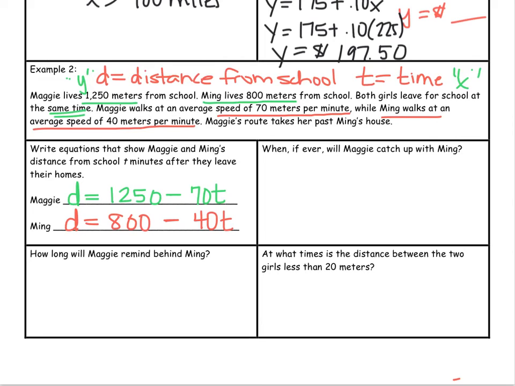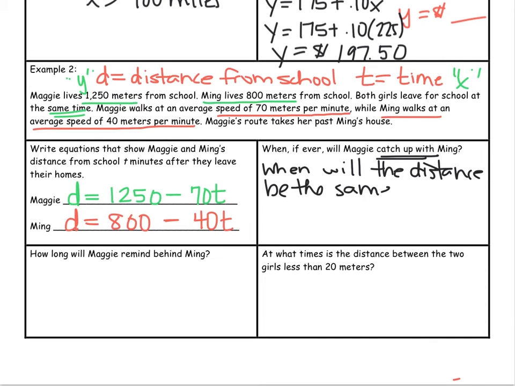So when we look at this problem, it says when, if ever, will Maggie catch up to Ming? So we want to know when will their distances be the same? That's what this question is asking. So I want to know when will Maggie's distance equal Ming's distance. And so Maggie's distance is 1,250 minus 70t, and Ming's distance is 800 minus 40t. So when will they catch up, when will their distances be the same?